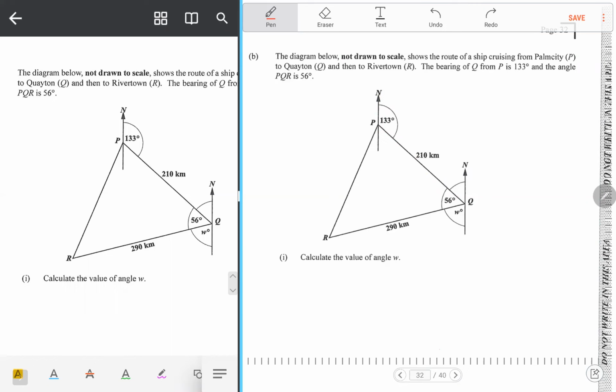And then the angle PQR is 56 degrees. That's the angle inside here. And the first part wants us to calculate the value of W. So again, W is just a value. The angle there is W degrees. So you're not going to put any degrees on the answer there. W is just a value. So we're going to get that angle. It basically helps us by marking out this angle for us without putting any angle in there.